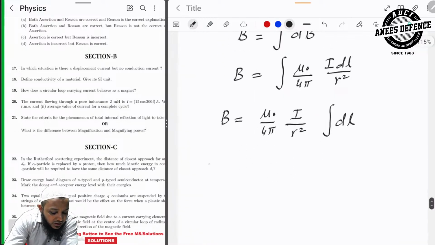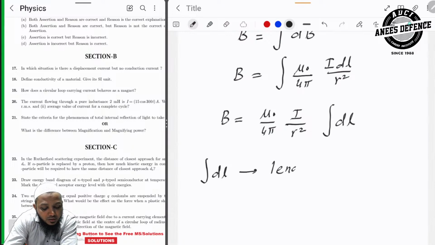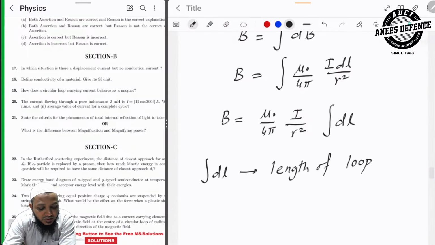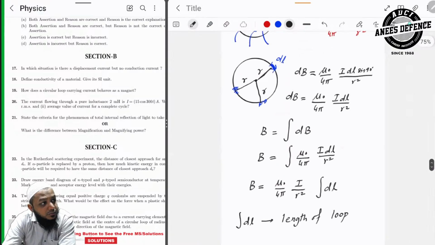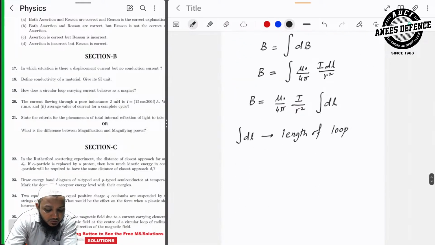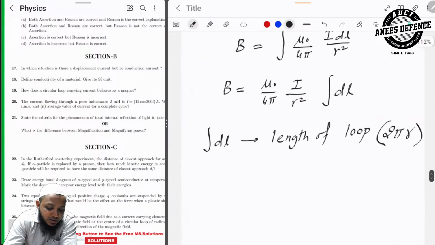So what does this integral dl mean? Integral dl means the total length of the loop. Now see the loop and tell me what is the total length of the loop. It is the circumference, right? What is circumference? 2 pi r. Can I put 2 pi r? So in place of integral dl, I will put 2 pi r.